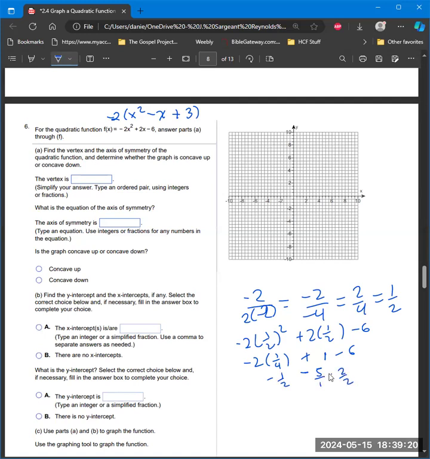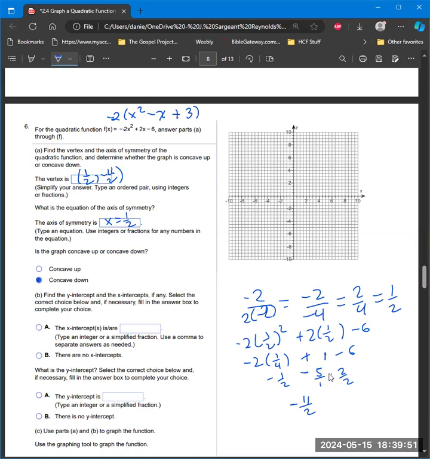Over 1, it's going to be 2 over 2. That's going to be -11 over 2 for my y value. So the vertex is at 1/2, and then -11/2. And then this is x equals 1/2. And this is going to open down. It's concave down because the leading coefficient is negative.